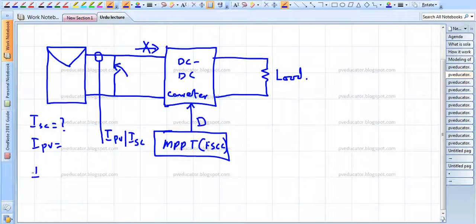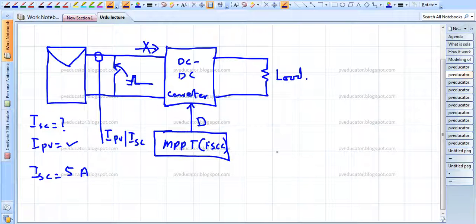Let us suppose ISC is equal to 5 ampere at a certain instant, and then we will open this switch, because this is just for one very small instant. Then it will measure the IPV, because after that it will compute some duty cycle, and the DC to DC converter will start tracking the power and deliver it from the photovoltaic module to the load. So at that instant it will be measuring this IPV.